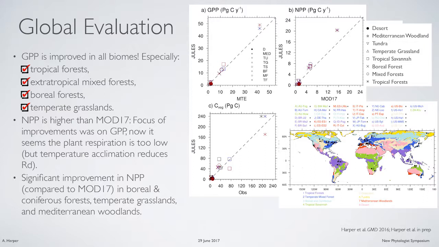And so what's really great news is that the GPP is improved for all the biomes, which is nice. The NPP is still pretty good, but it's actually too high now. In some biomes, like the tropical forest, it's too high there, and it's too high in tropical savannas and mixed forests as well. But as I showed previously, the updated leaf dark respiration response to temperature increased the respiration. Something that still needs to be done is combining all of these things and seeing what the net effect of all of these developments is.